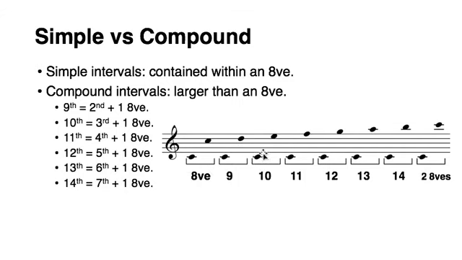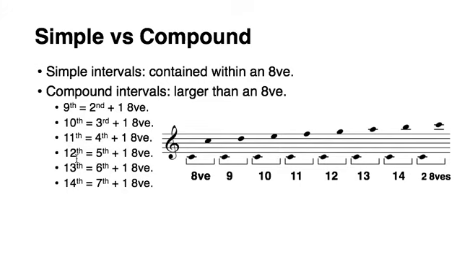A tenth, C to E. So you have C to E. There are three letter names involved. Same thing. You can see it as a third plus an octave, right? Because in essence, if this were down an octave, this would have been just a regular old third.